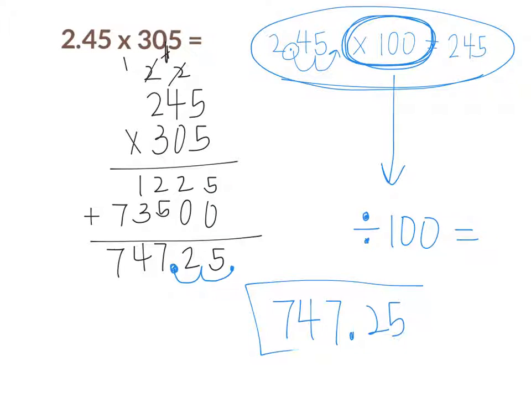So our answer is 747.25. Look back at your estimation. Is it close to 600? Very good. Look back at your area model. Did we get the same answer both ways? Yes.